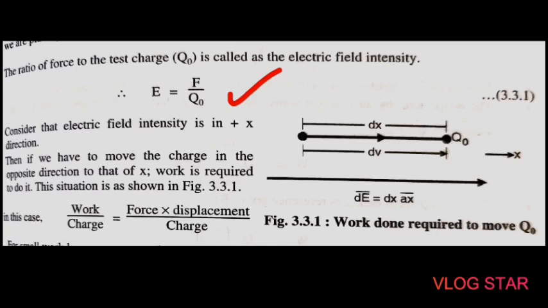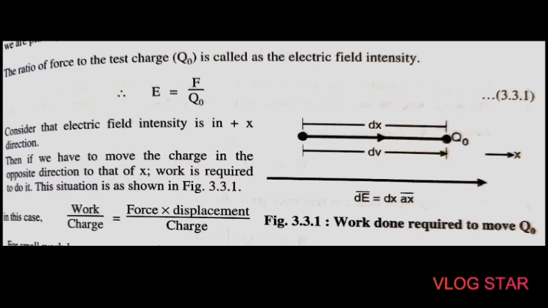After that, let us consider the electric field intensity is in the plus x direction. This is the x axis and the electric field intensity is in the direction of x bar. Then if we have to move the charge in the opposite direction to that of x bar, work is required to do it. So this situation we can see in this figure. Now in this case, what happened?